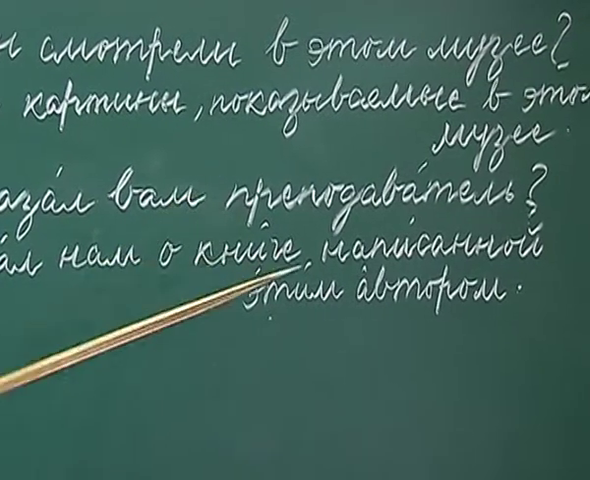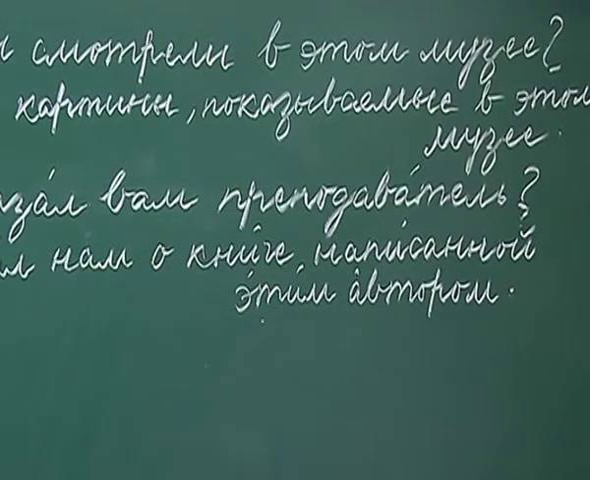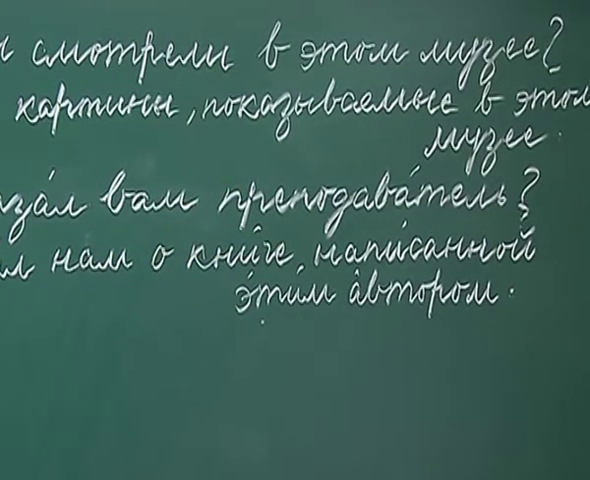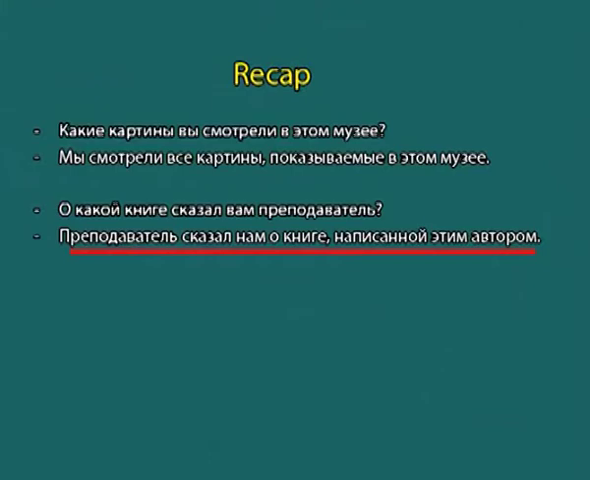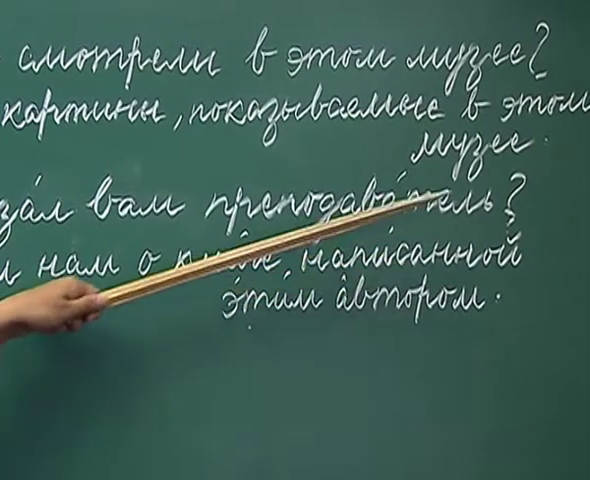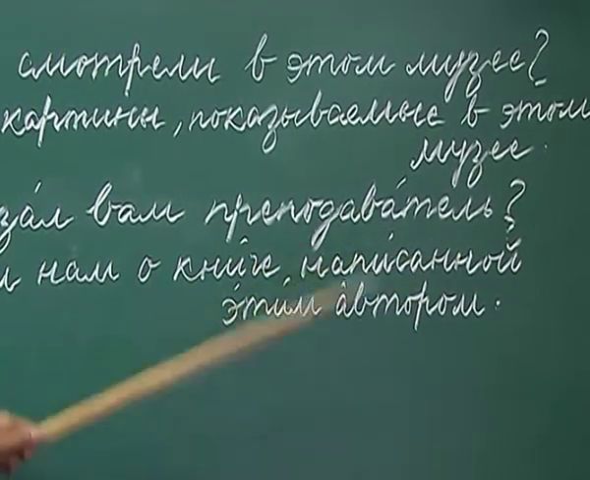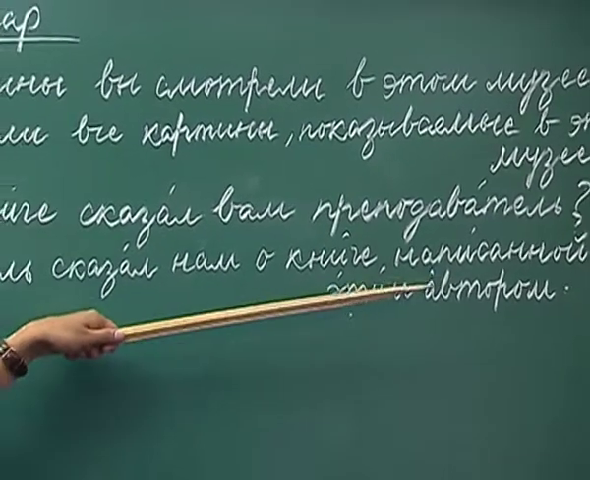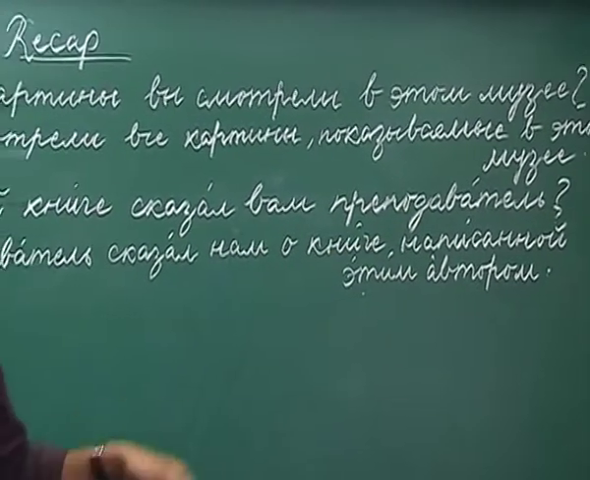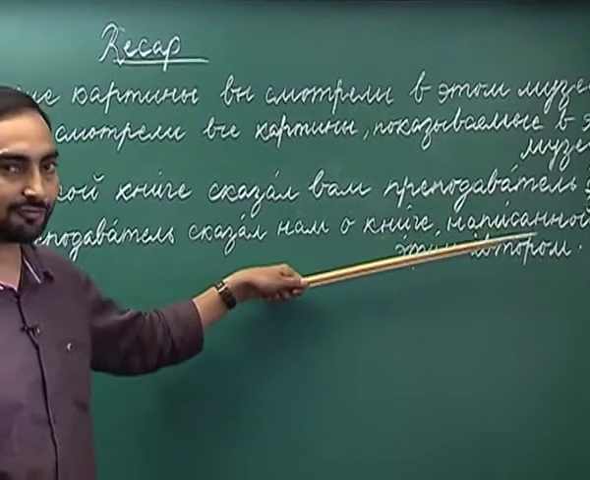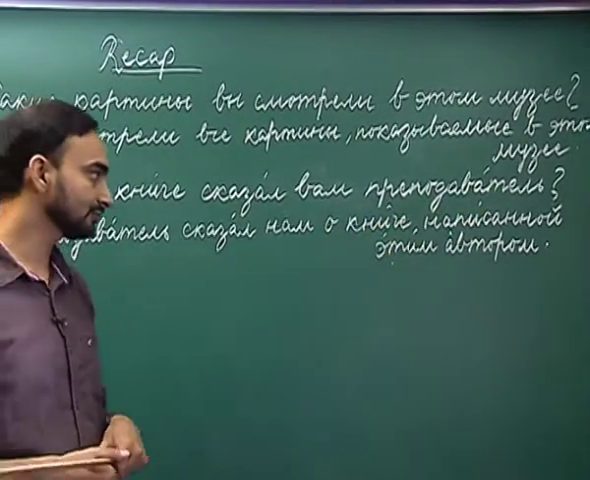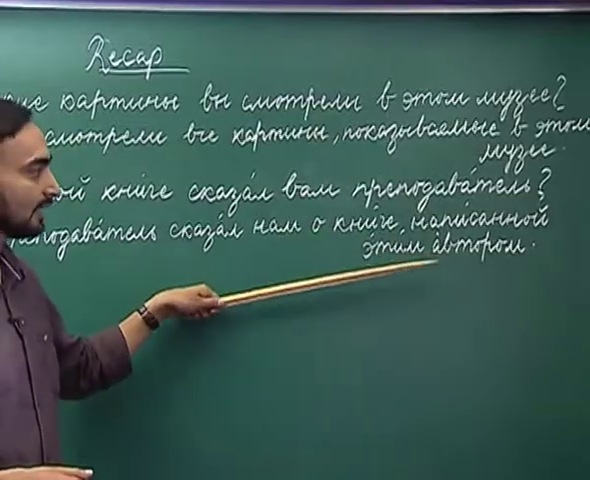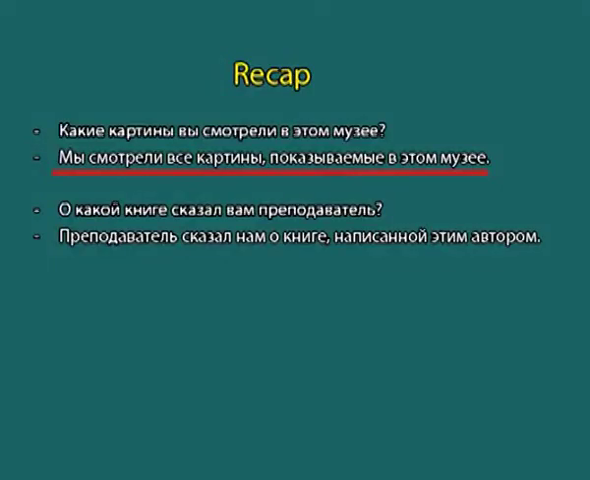If we again change the sentence into a complex sentence using который, how will we do that? Преподаватель сказал нам о книге, которую написал этот автор. In that case, if we are using который, then we will use которую because it depends on the verb of the subordinate clause. So, которую написал этот автор. So, this was about the passive participle.